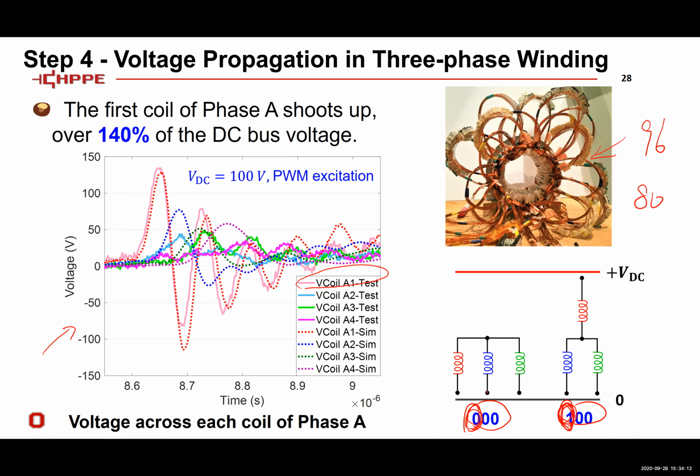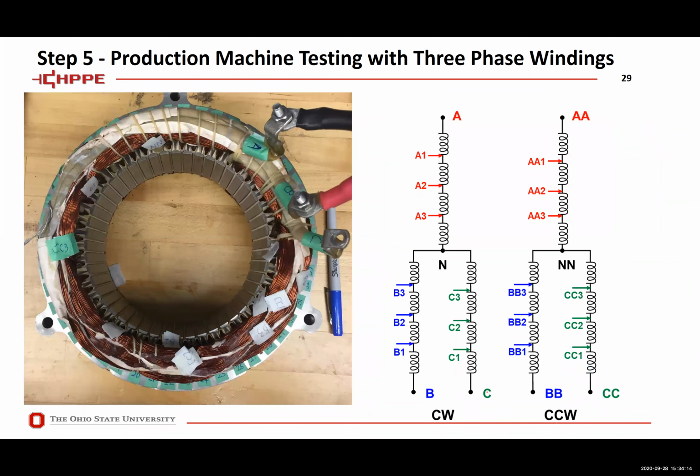Then for the production machine testing, you can see everything is VPI'd and the wires are bundled together. The first challenge is finding the correct test points you want. We actually scratched off a lot of insulation from a lot of wires, and then we found all the test points we want. So those are the test points. If you get the voltage of those test points, you can calculate the voltage across each coil.